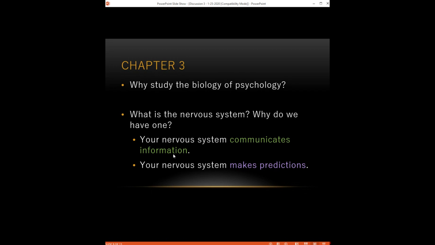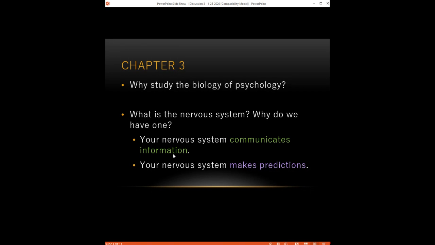Communicates information. We'll learn how the nervous system works, but essentially you have what are called neurons within your body, and these are cells that are specialized for conducting electricity, funnily enough. So when I say that it communicates information, you're actually sending electricity along these really long, kind of narrow cells that go throughout your body.